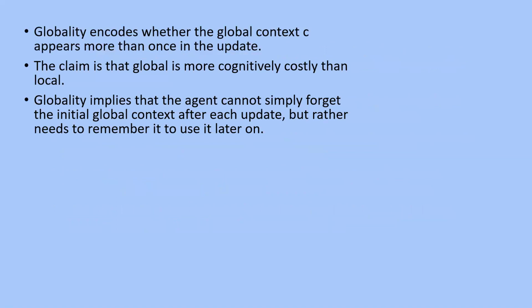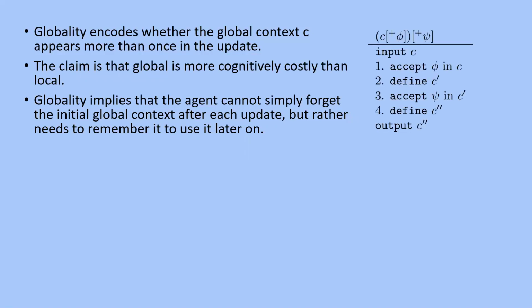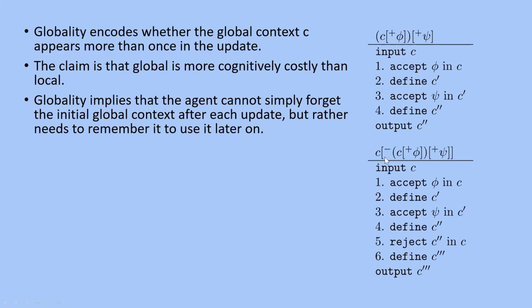As Giorgio already mentioned, globality implies that the agent cannot simply forget the initial global context after each update, but rather they need to remember it because they need to use it later on. So for instance, in this update of simple AND, once the agent defines C prime in line 2, C never appears again. So they only need to remember the current state. But if the agent is calculating the NAND, then in line 2 the context C prime is defined, but then the original context C appears again in line 5. So it needs to keep track of it.